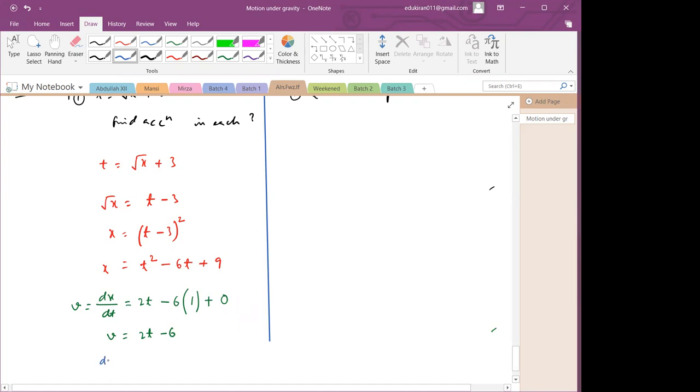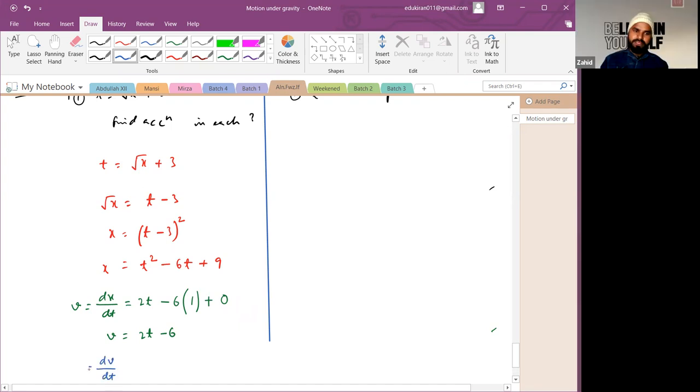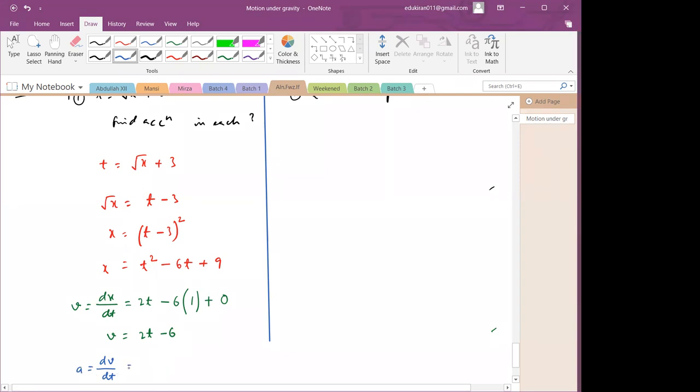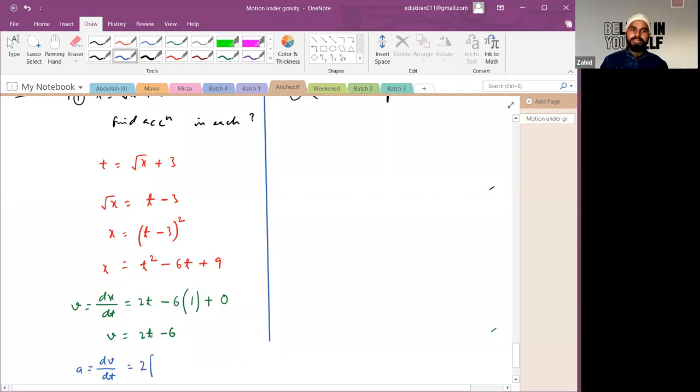Now, if you differentiate it again, dv over dt, you will get acceleration. So it will be 2, t having exponent 1. So using the rule, if you have x raised to n, on differentiating it will be n x to the power n minus 1. Similarly, for this part, we have t raised to 1, so it will be 1 times t raised to 1 minus 1. Minus 6 is a constant term, so its differentiation would be 0. On simplifying it, you will get 2 meter per second squared as acceleration.